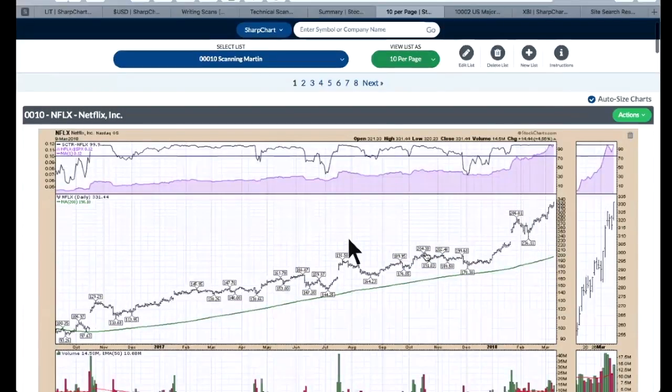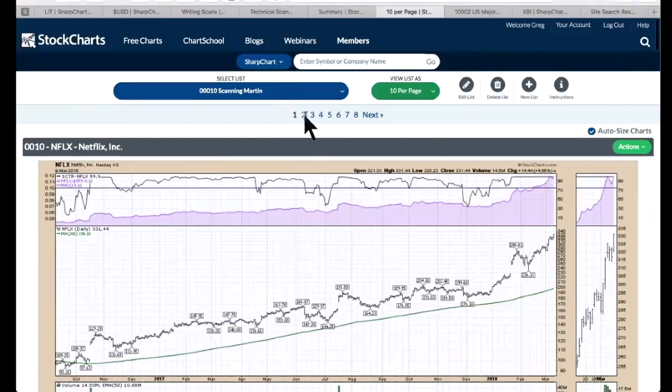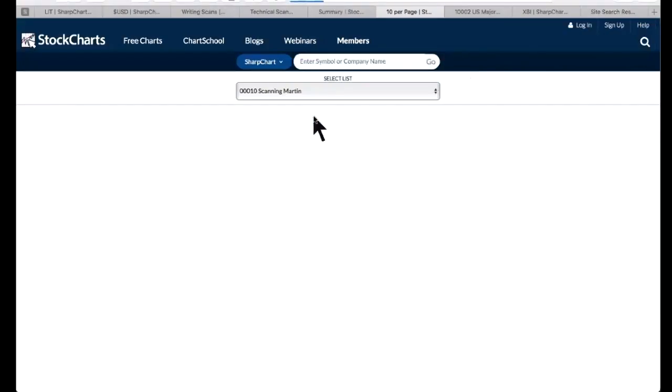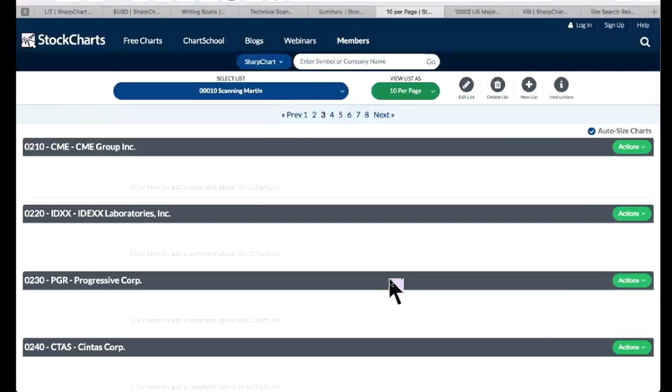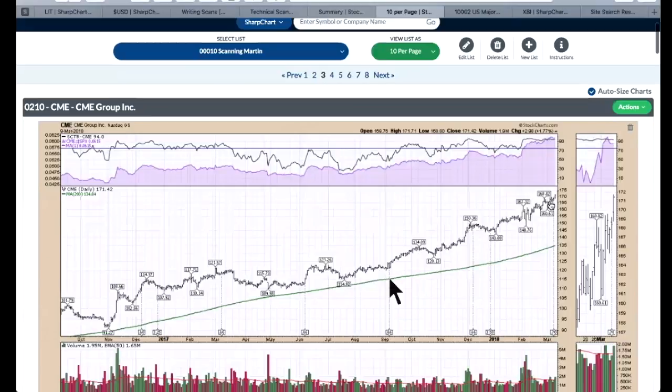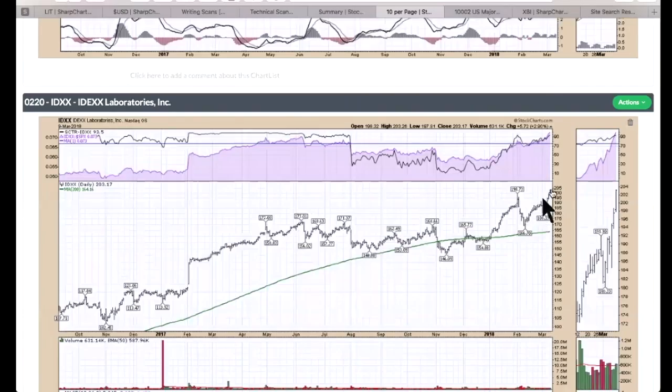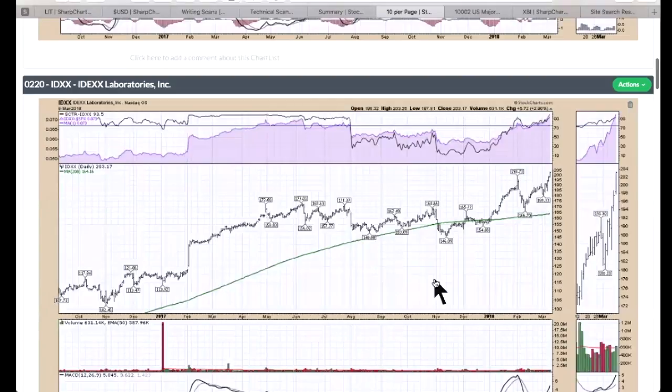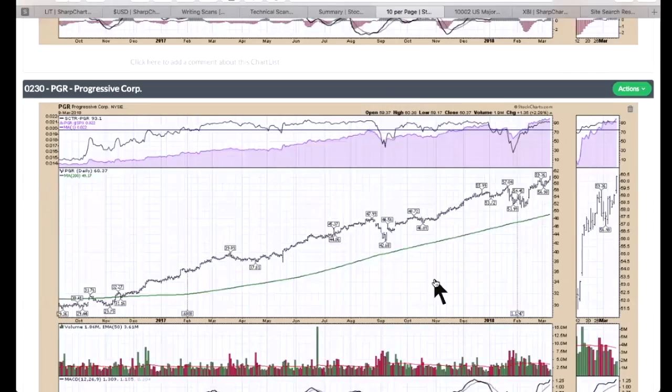Let's go to page 2, and the only reason I want to do that is just to try and find some stocks that obviously haven't been in the news as much. Here's the CME group. Those exchanges are doing pretty well, I think. Here's IDEX Labs. This looks really nice. Huge consolidation, shot up, turned back, and now starting to take on new highs again. That looks good. Progressive, I think that's the insurance company, and Flow keeps us watching.